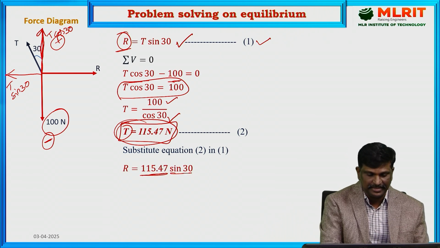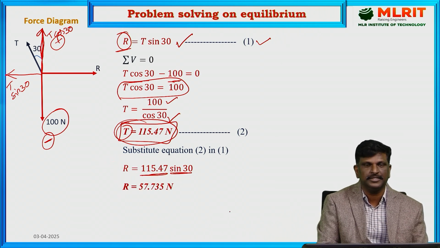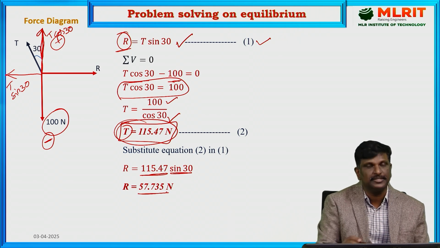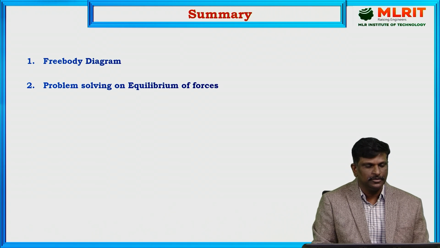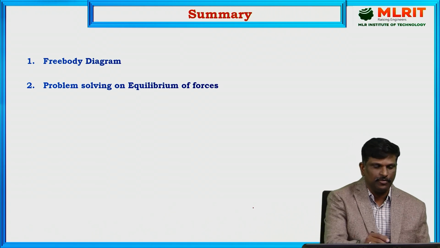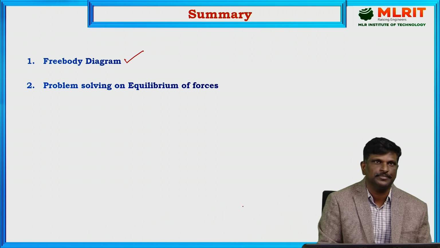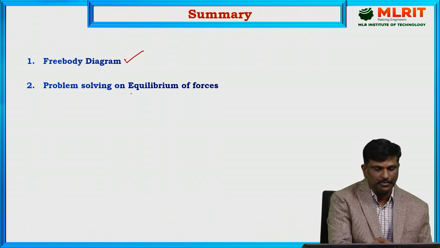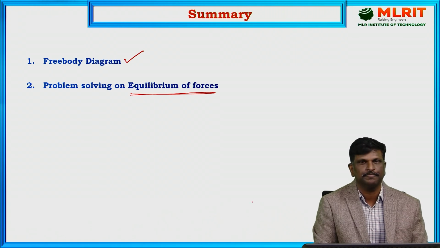So R is equal to 115.47 sin 30. The value of reaction is R equal to 57.735 newtons. In this video, we made an attempt to understand what a free body diagram is and how it helps in solving problems on equilibrium of forces. Thank you.